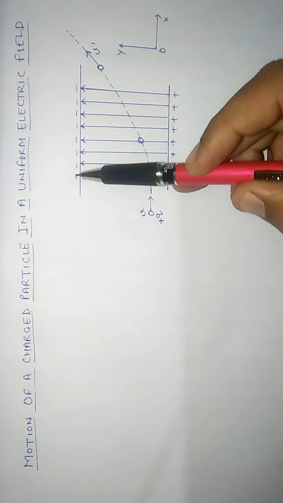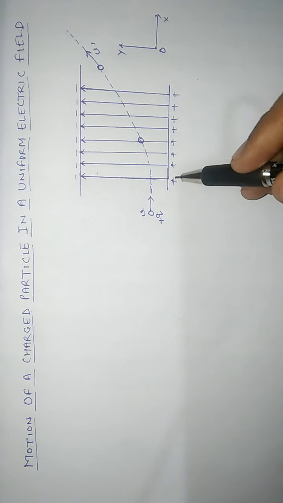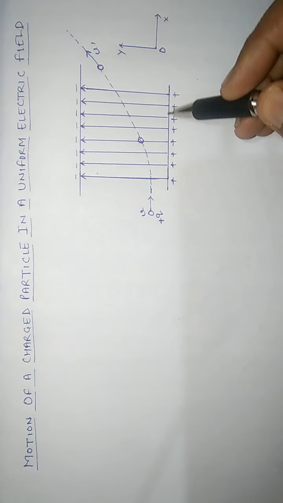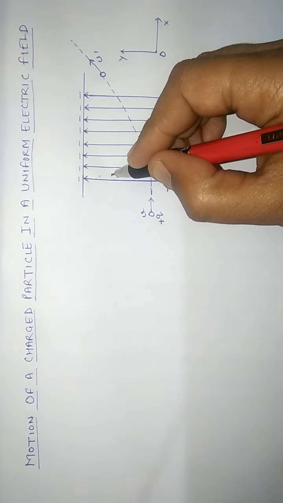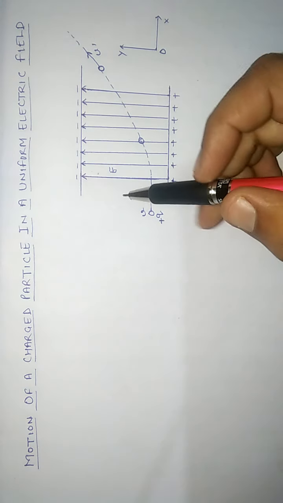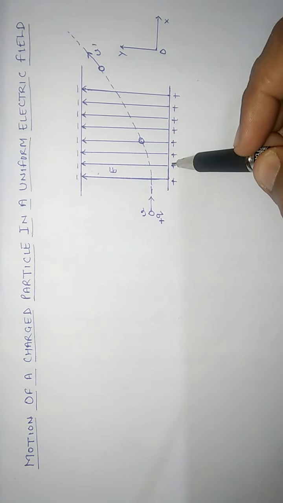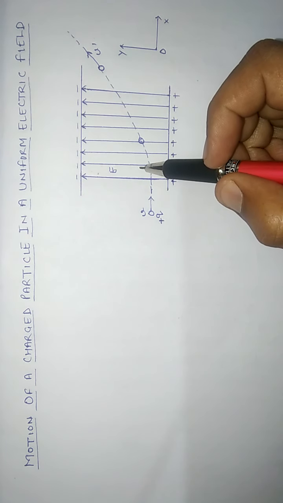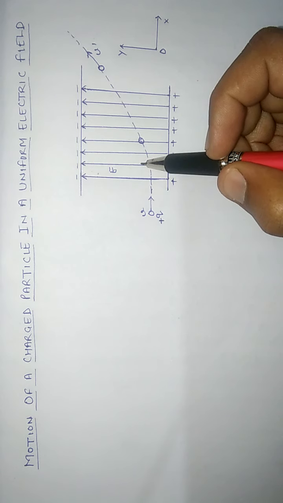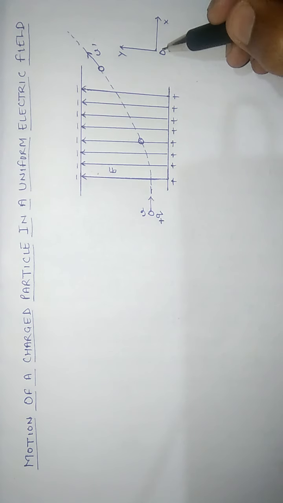Let the upper plate be negatively charged while the lower plate is positively charged. Then the electric field will be directed from the positive to the negative plate. The coordinate axes are OX and OY.